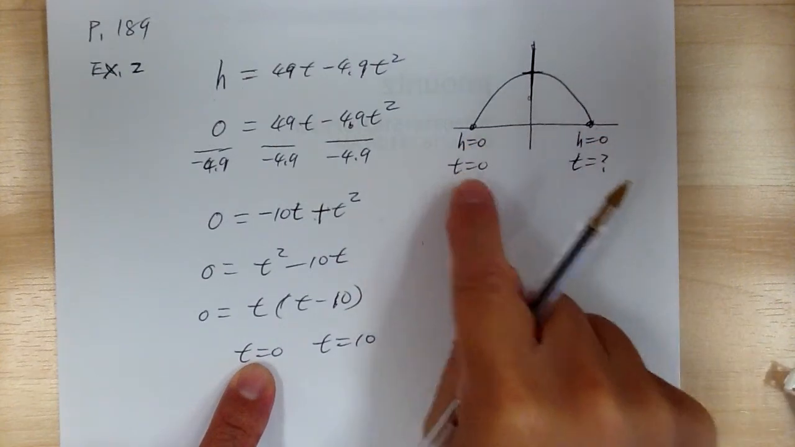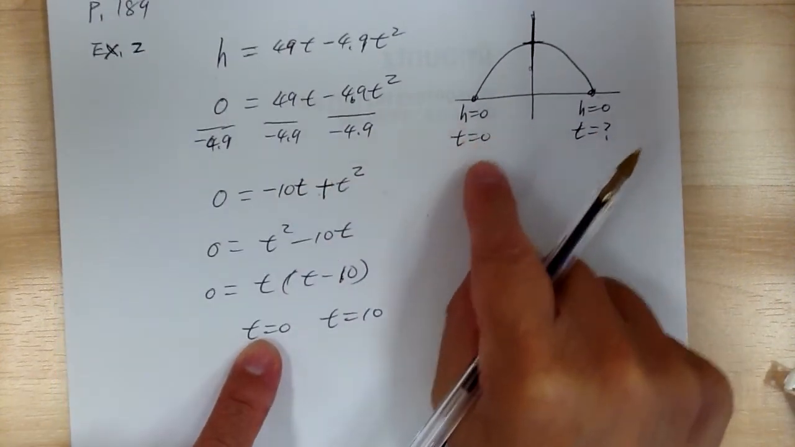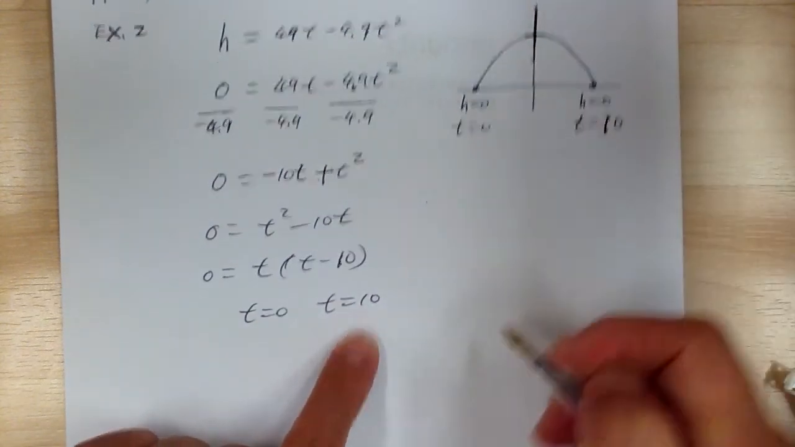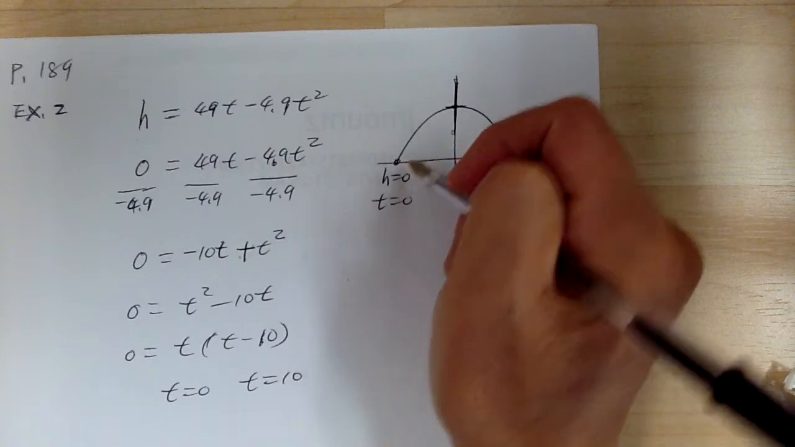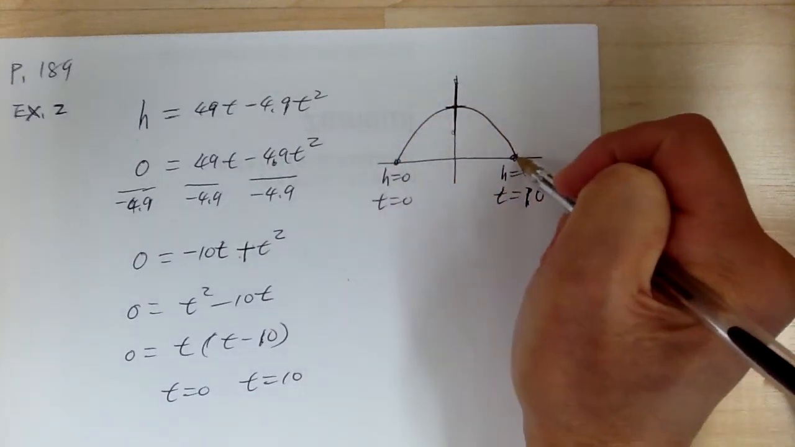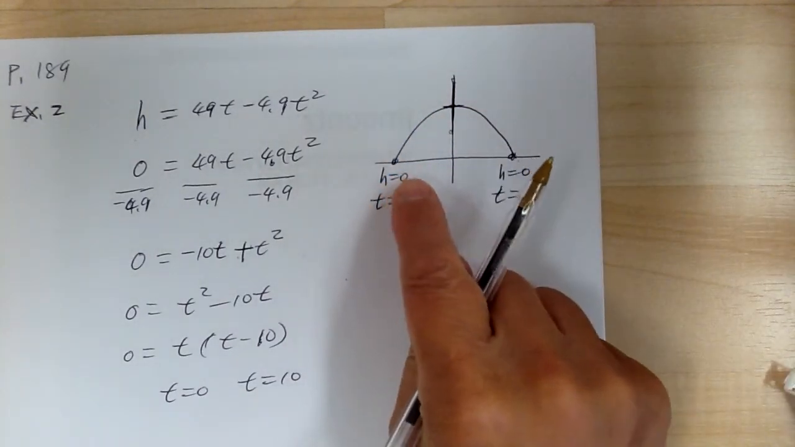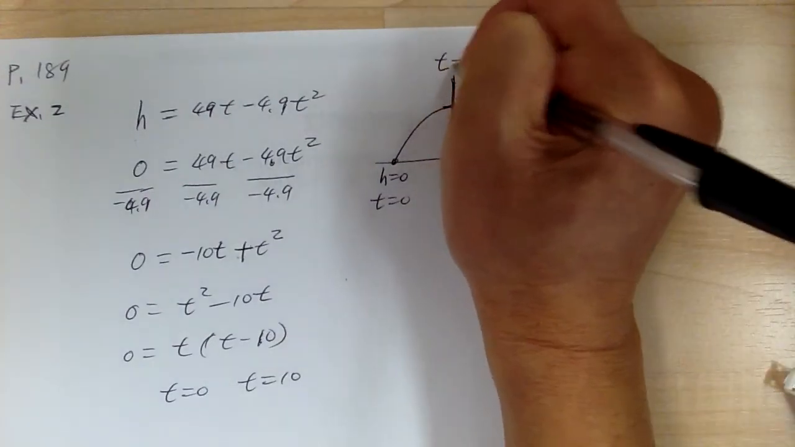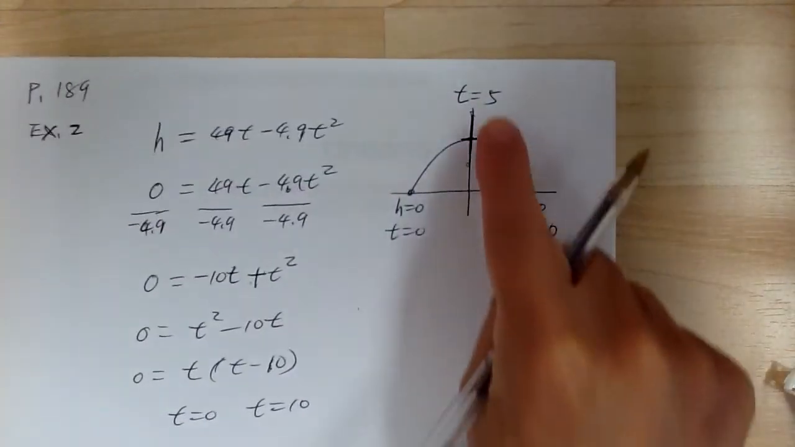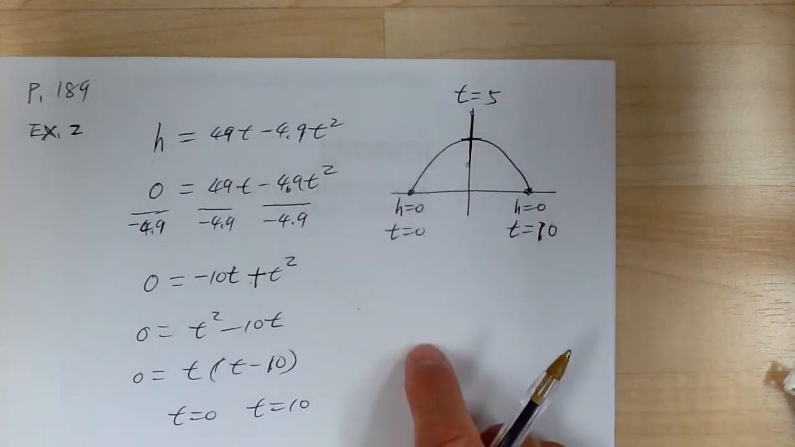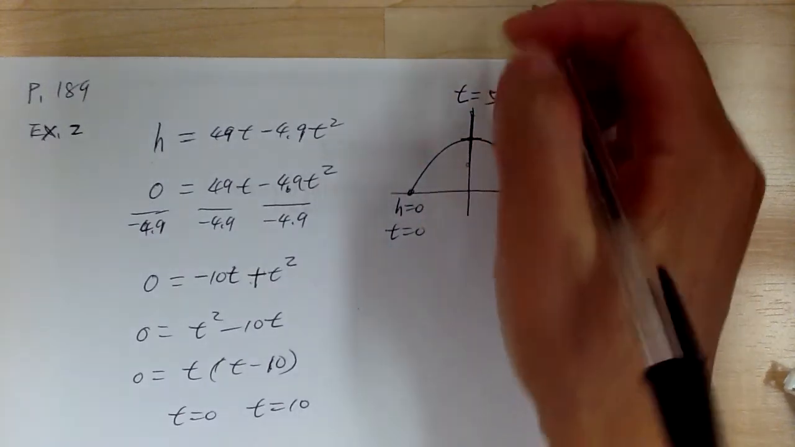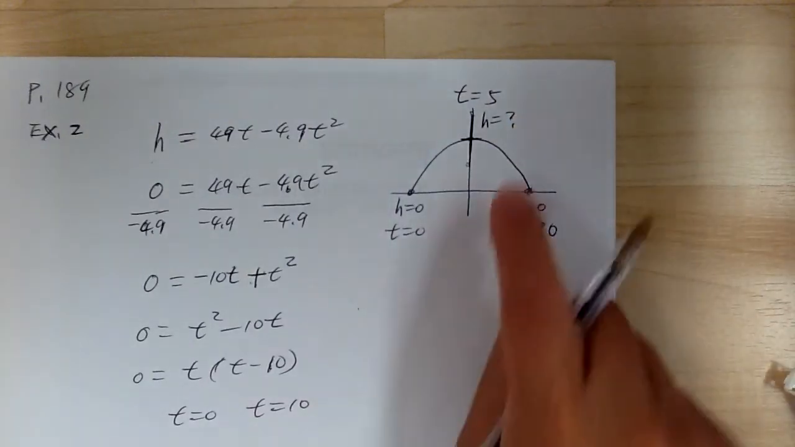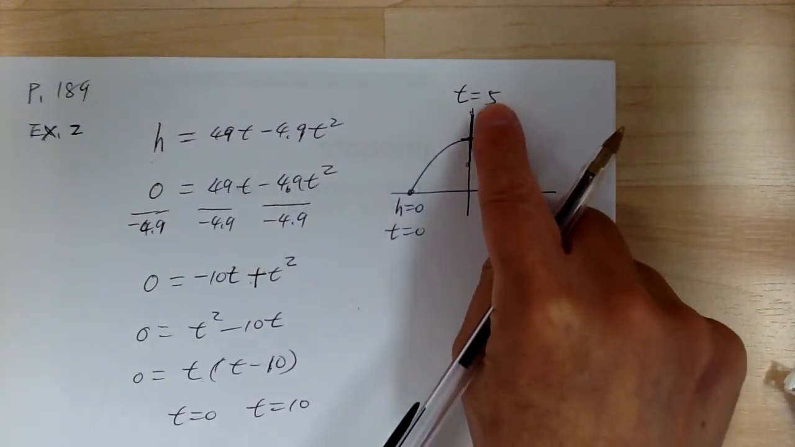So again, you got two answers. t equal to 0 is when it's over here, and t equal to 10 is right over here. Okay? So it takes 10 seconds to go up and come back down. That means at the maximum height, t will equal 5. Right? Does it make sense? Halfway between, right? So you will get maximum height when t equal to 5.